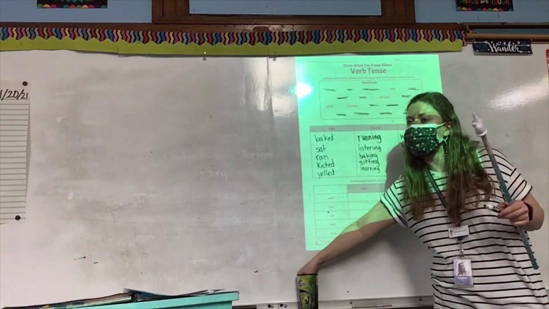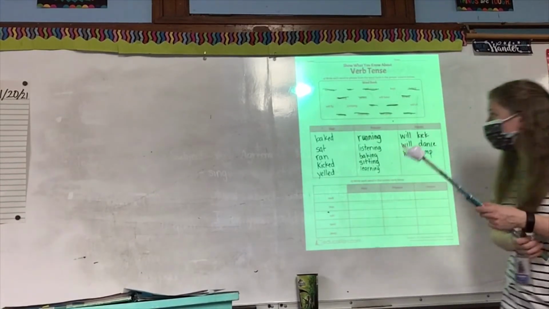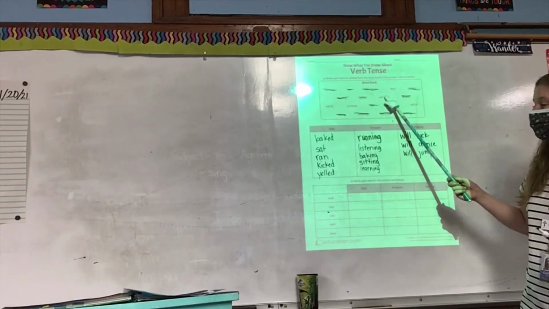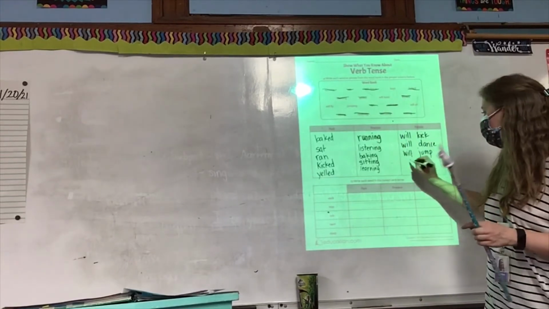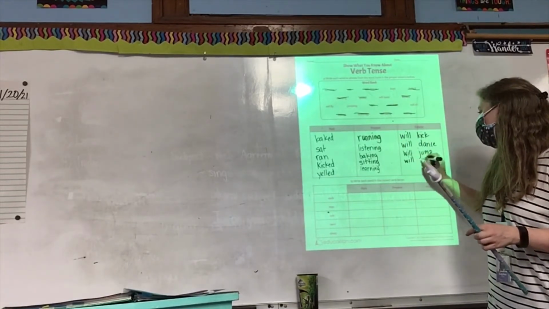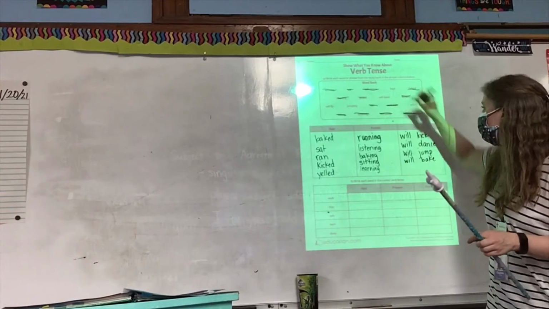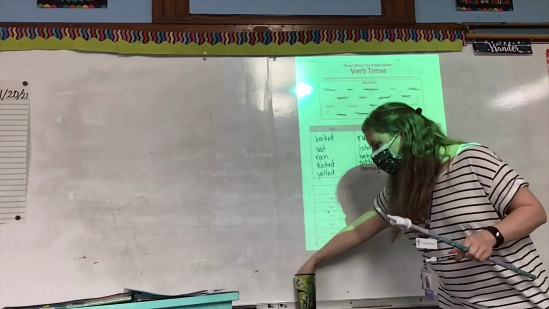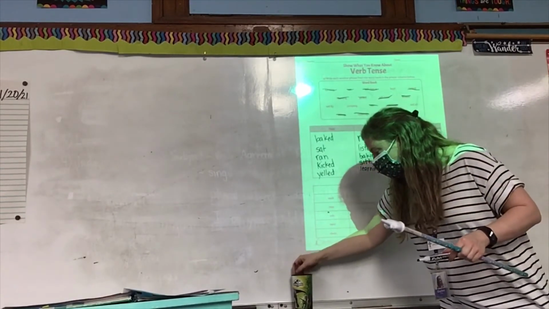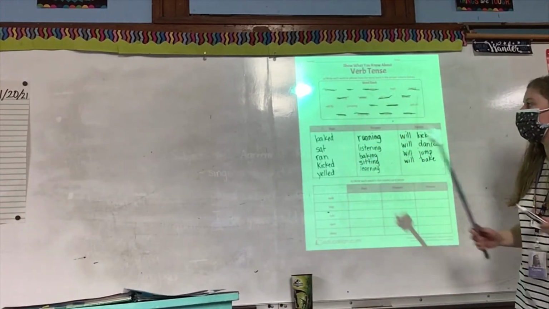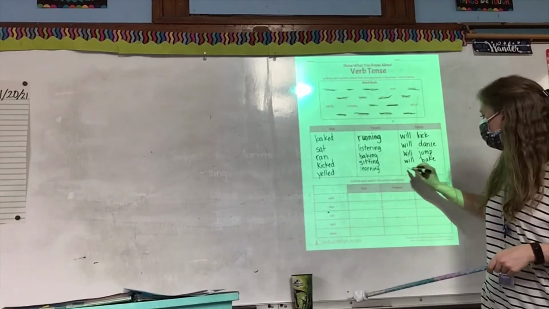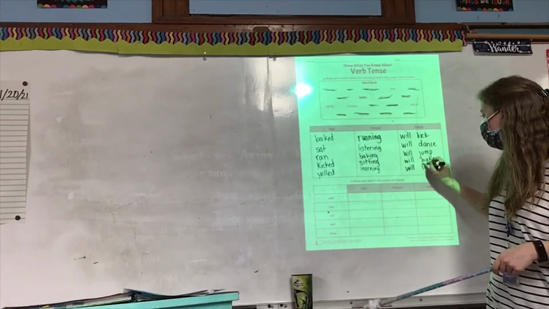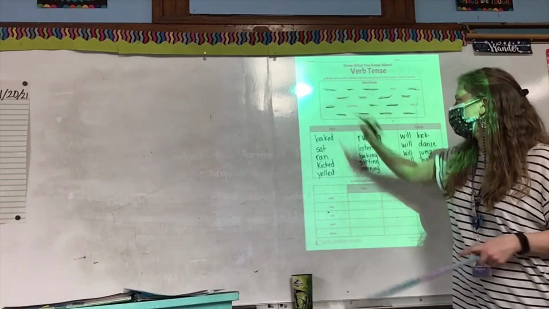If you're humming, please stop. Carla, will bake. Will bake will go in the future because it has will in front of it. Good. Colin, will fly. Future. How do you know? Because will is in the front.